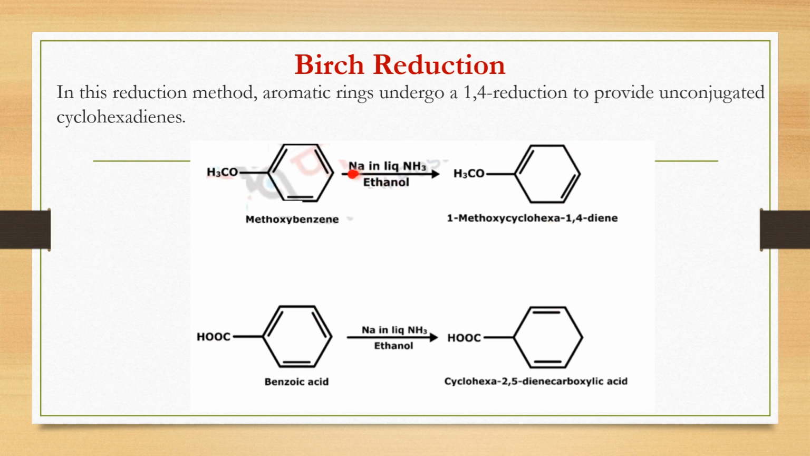Now, two different functional groups. Reduction is taking place on the benzene ring. The reducing agent is also the same, but the product is different. The reduction on the benzene ring is different. So look at the first reaction. When the methoxy group was present, where did the reduction take place? This is position number 1.